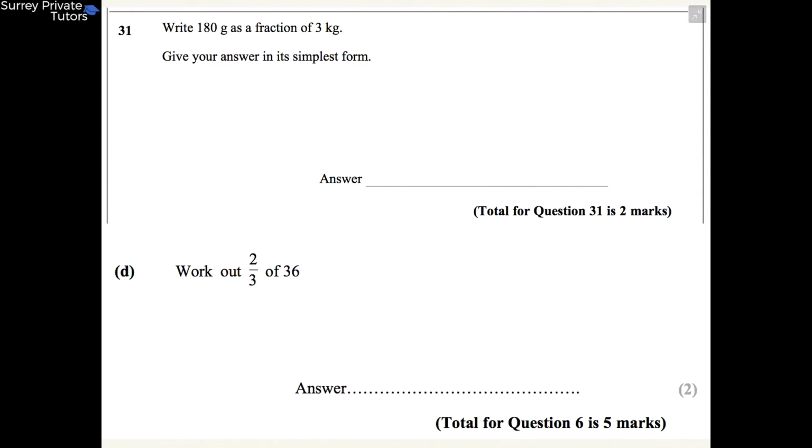So if we convert them both to grams, 3 kilograms is 3,000 grams. So 180 grams as a fraction of 3,000 grams is going to be this.